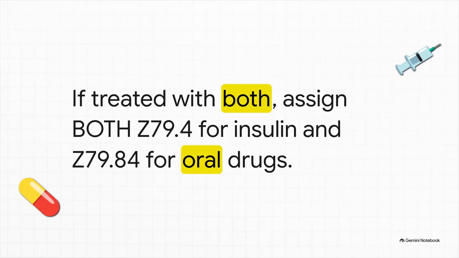But wait, what happens if the patient's condition requires multiple medications? Well, the guidelines are exceptionally clear on dual therapy reporting. If your patient is treated with both oral hypoglycemic drugs and insulin, you have to assign multiple status codes to maintain full compliance. You will report both Z79.4 to capture the insulin use and Z79.4 for the oral medication. Basically, you need to assign as many Z codes as necessary to capture their complete pharmacological management plan.